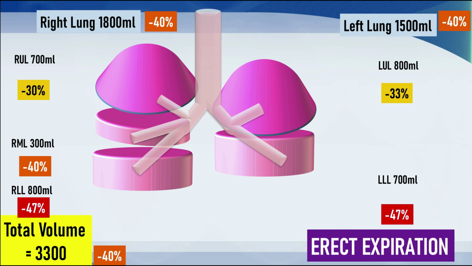The right upper lobe loses 30%, the left upper lobe loses 33%, but the biggest loss of volume is in the lower zones, in the right lower lobe and the left lower lobe, that nearly lose 50% of their volume. So erect and in expiration, the total lung volume may only be 3,300 mils.